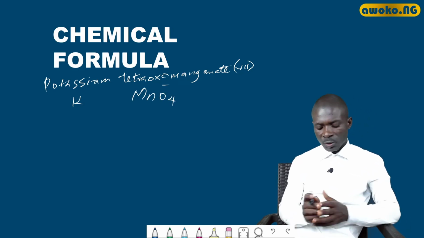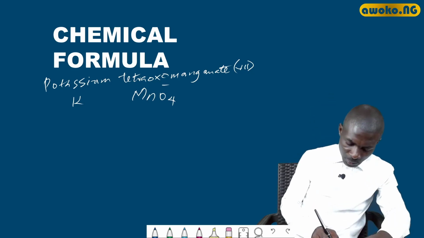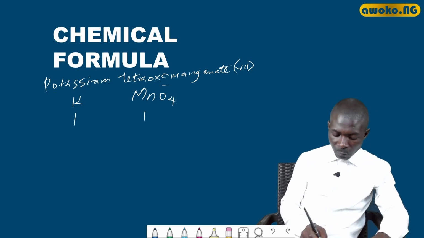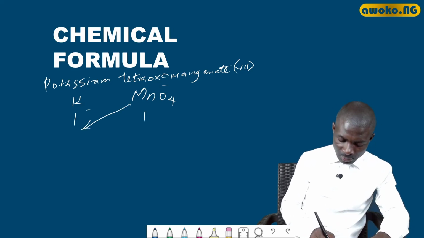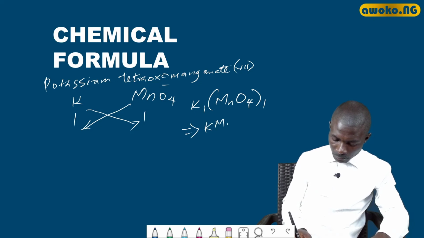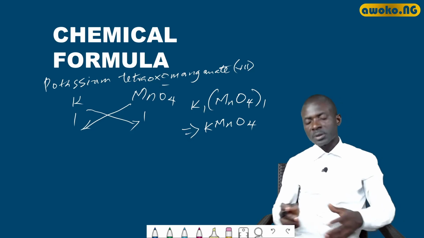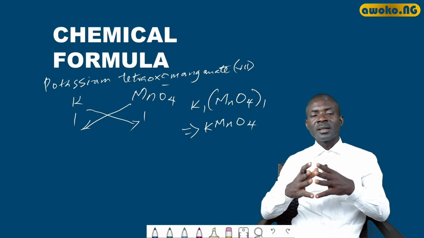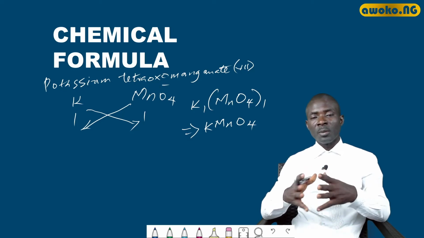MnO4 minus. Okay, so here the valency of potassium is simply 1, while tetraoxomanganate 7 has a valency of 1 also. So interchanging their valencies, we can have something like this. So we have K1 in brackets MnO4 1. So here we simply have KMnO4 as potassium tetraoxomanganate 7. So that is how you write the formula of common compounds.